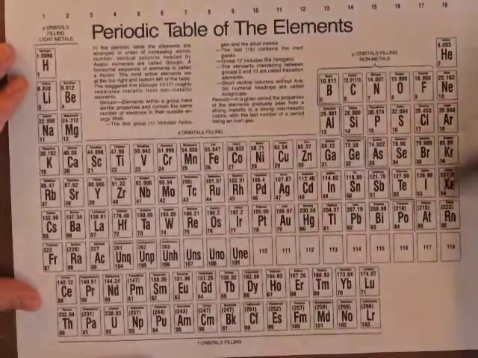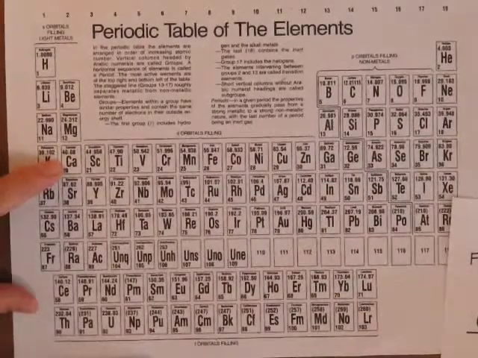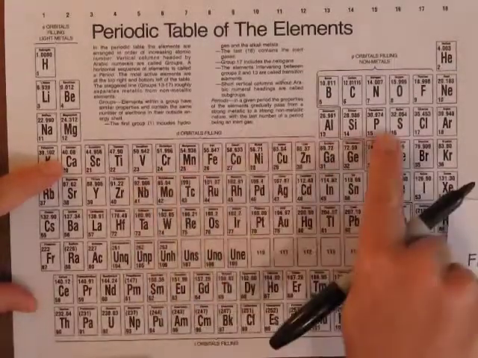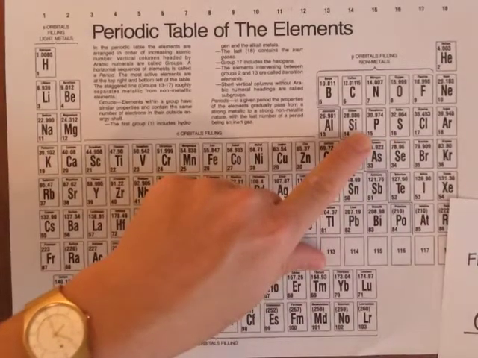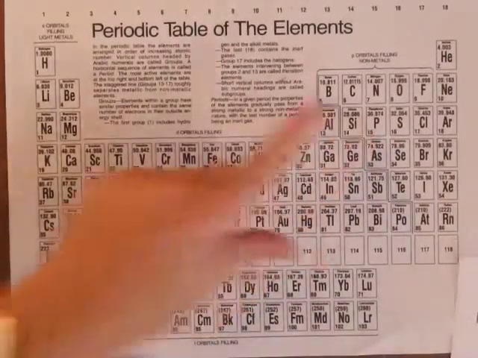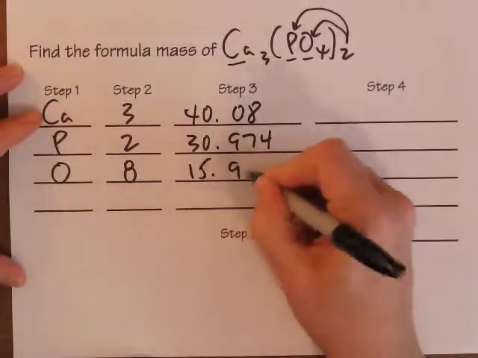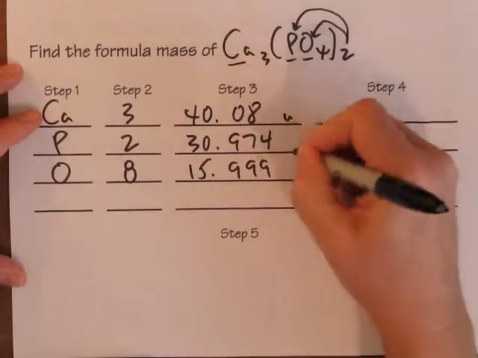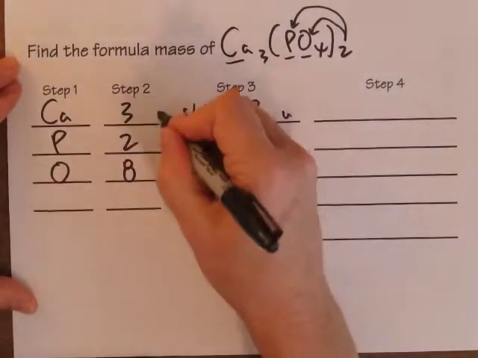Calcium, right here, is 40.08, and phosphorus is over here. It's 30.974, and oxygen, as always, we'll see that one frequently, 15.999 atomic mass units. Then we'll multiply.